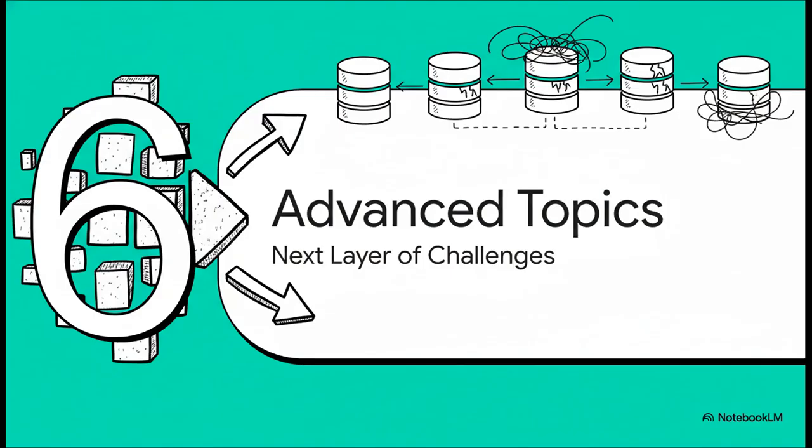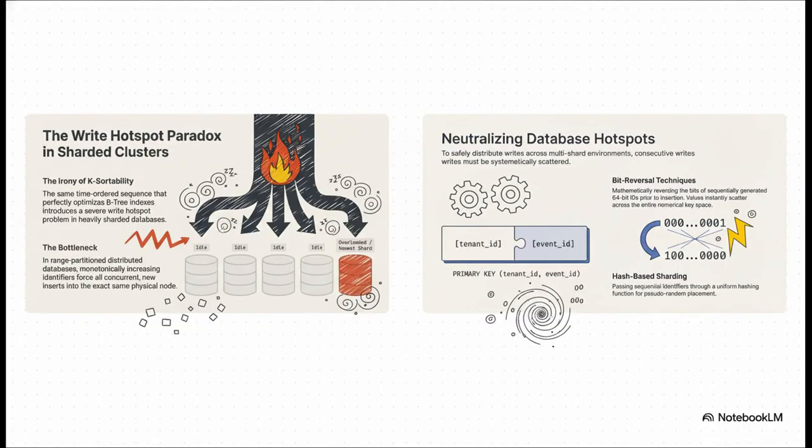But wait, there's more. We're not quite out of the woods yet. Our K-Sortability was a hero. It solved that awful B-Tree fragmentation problem. But in a funny twist of fate, it actually creates a brand new, much more subtle problem in certain databases. So let's dive into these advanced topics. And this leads us to what I like to call the right hotspot paradox. It's a real head-scratcher. In a database that's sharded by key range, our perfect, sequential, K-sortable IDs, the very thing that made our writes fast, now create a huge problem.